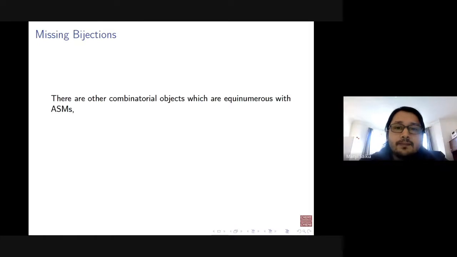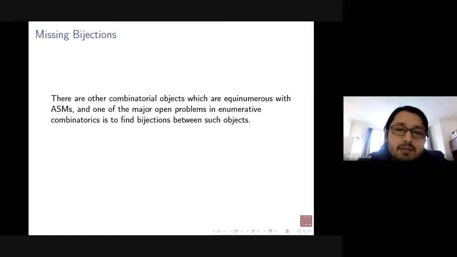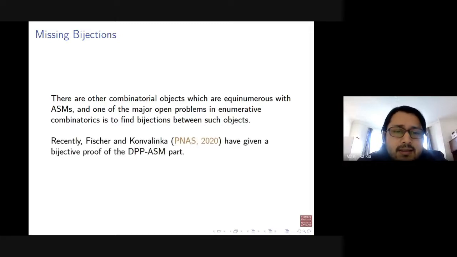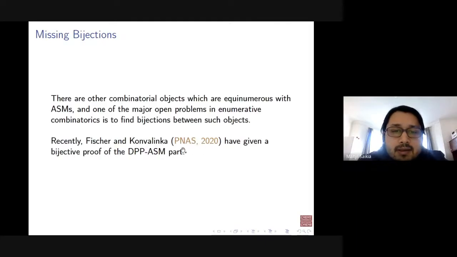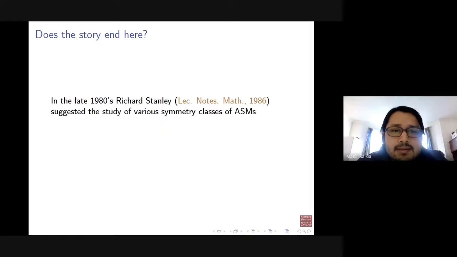One of the major open problems in enumerative combinatorics is to find bijections between the objects that I mentioned in the previous slide. Recently, Fischer and Konvalinka have given a bijective proof of the DPP-ASM part, but it's a complicated bijection. This paper contains a very nice overview of this bijection, which was published recently in September, I think. Anyway, does the story end here? Probably not, because I still have a lot of slides left.